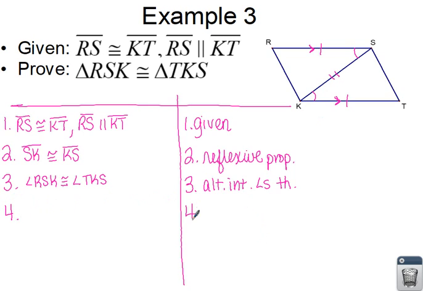Alright, so looking at this, my triangles now have a side, an angle, and a side. A side, an angle, and a side. So we can prove our triangles are congruent by side, angle, side.